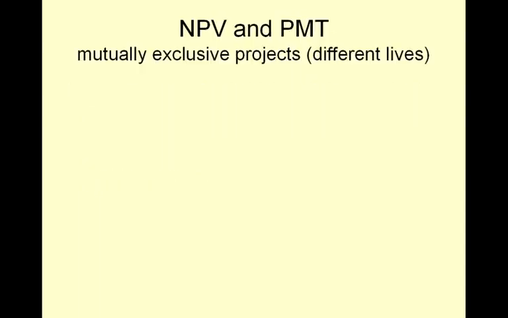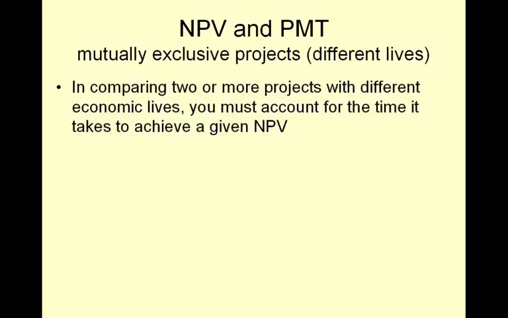In our previous slides, we saw how when we compare two or more mutually exclusive projects with the same lives, we select the project with the highest net present value generally. Or if we're comparing two mutually exclusive projects that have no positive cash flows, we select the project with the smallest negative NPV. Here let's consider comparing two or more mutually exclusive projects with different economic lives. In comparing these projects, you must account for the time it takes to achieve a given net present value.